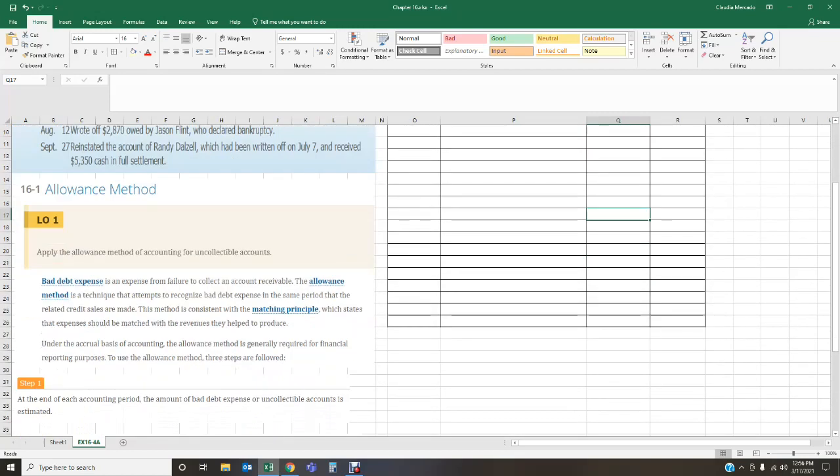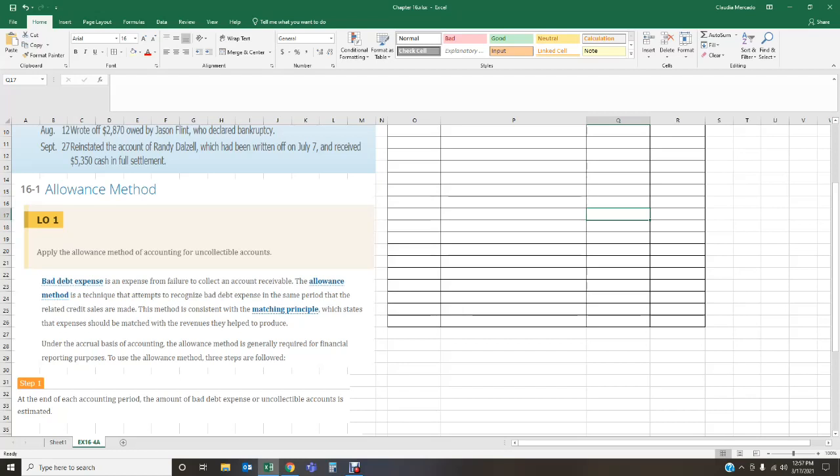In the allowance method section, it explains that bad debt expense is an expense from failure to collect an accounts receivable. The allowance method is a technique that attempts to recognize bad debt expense in the same period that the related credit sales are made. This method is consistent with the matching principle, which states that expenses should be matched with the revenues they helped to produce. Under the accrual basis of accounting, the allowance method is generally required for financial reporting purposes.